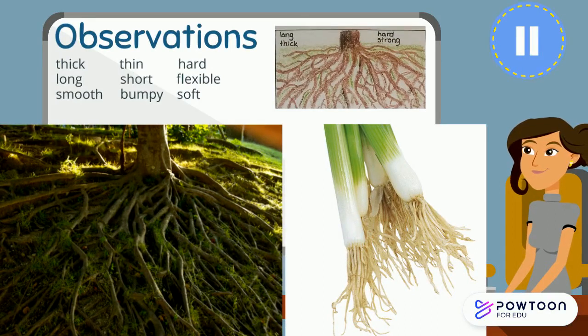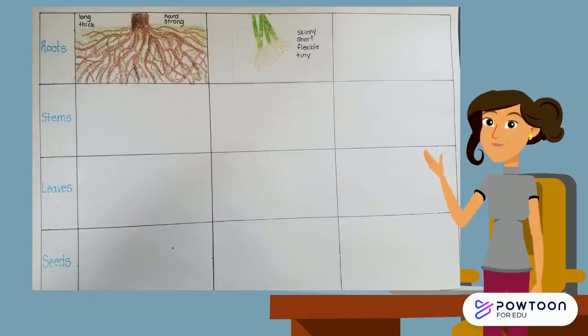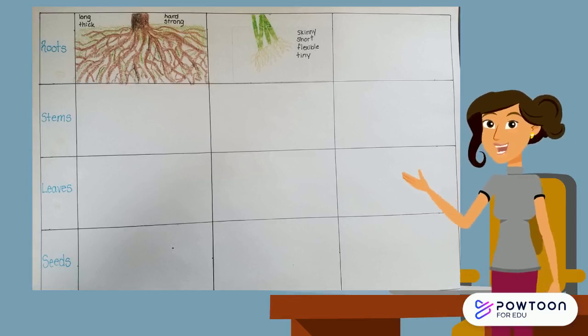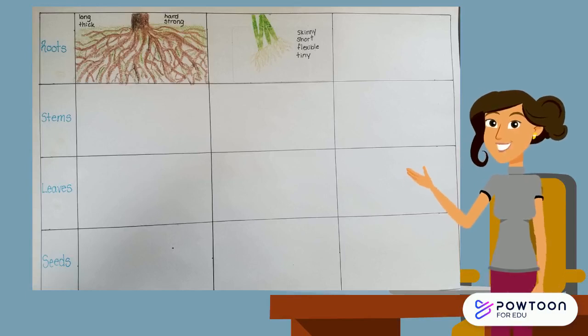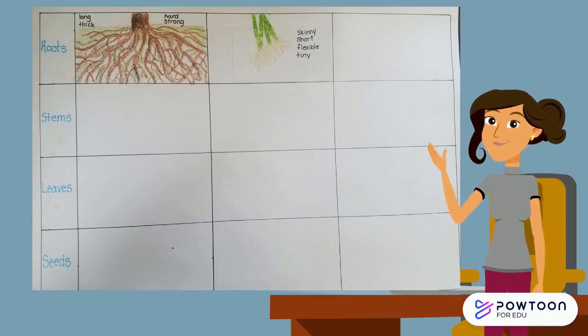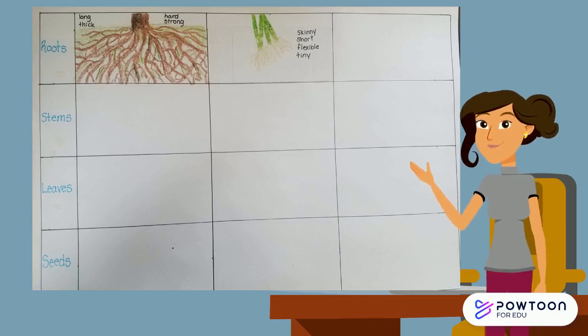Okay, you've drawn your observations and you've written a couple of words to describe the roots in each photo. Your table might look similar to this. The first set of roots are tree roots. They're thick and long and they look bumpy. I know from touching tree roots before that they're hard. The roots in the other photo are skinny and flexible. They look much smaller and shorter than the tree roots, and smoother too.